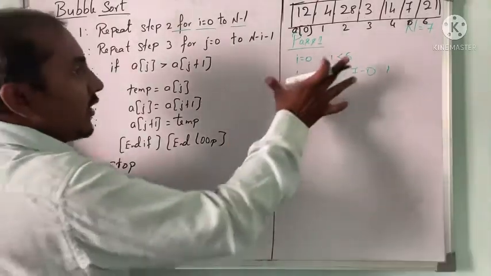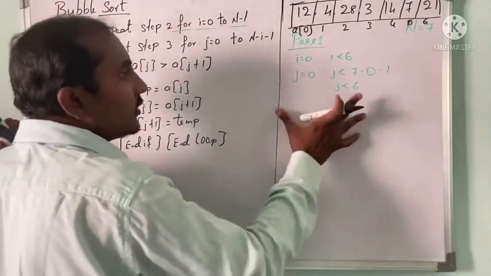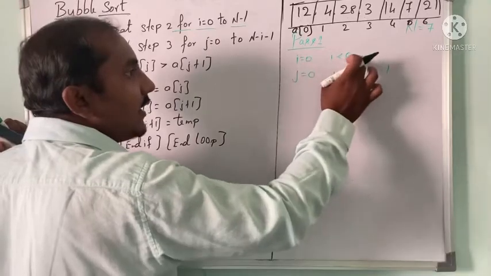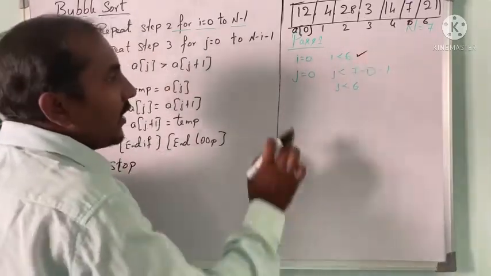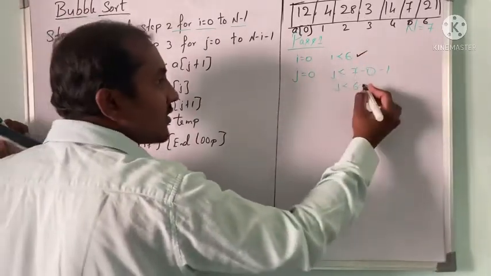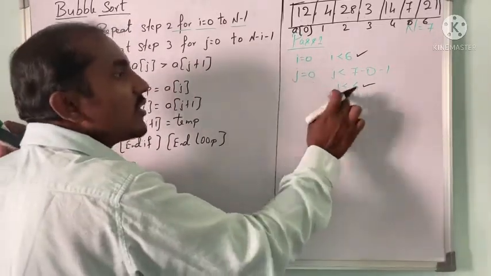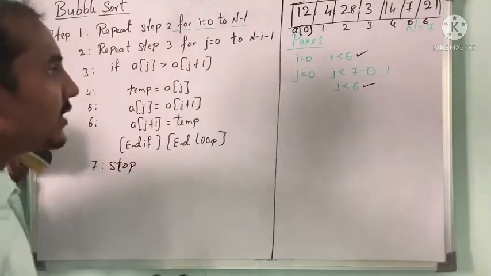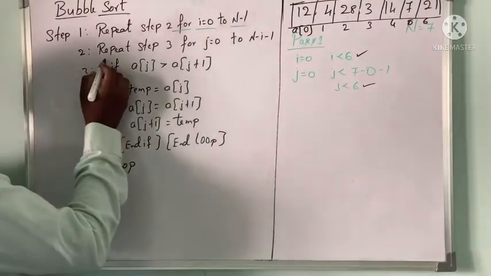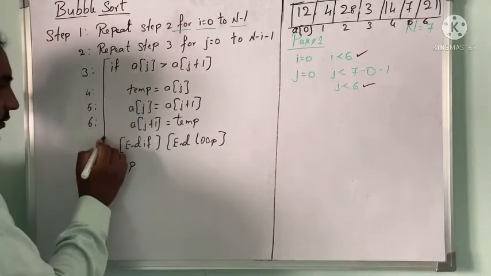Now in the first pass, I get i equal to 0, i less than 6, which is true. Again j equals 0, j less than 6, that is also true. So the j value is 0, which is less than 6, that is true. When that is true, we are going to execute these statements.